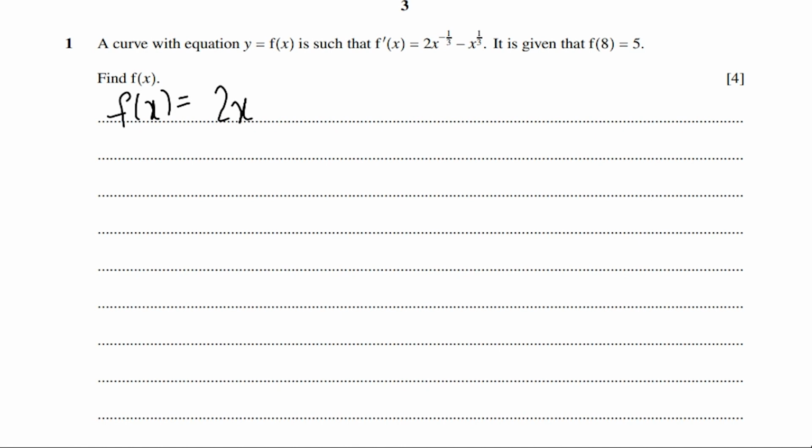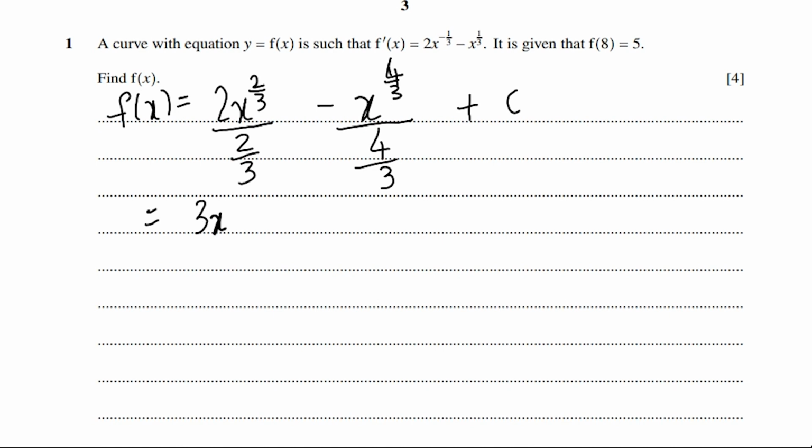2x raised to the power minus 1/3 plus 1 is equal to 2/3, divided by 2/3, minus x raised to the power 1/3 plus 1, which is 4/3, divided by 4/3, plus c, which is for the unknown constant. This represents the unknown constant. Now simplifying it, we get 3x raised to the power 2/3 minus 3/4 x raised to the power 4/3 plus c.